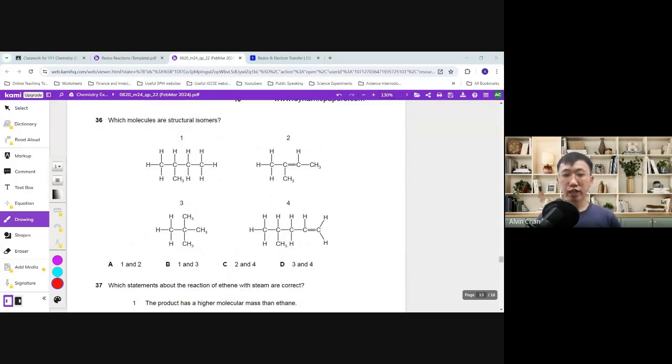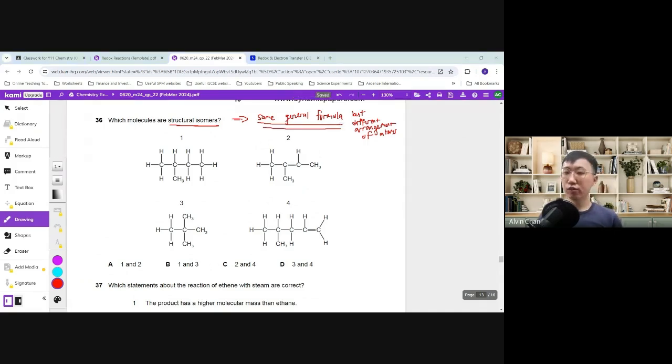Highlight structural isomers. What is the meaning of structural isomers? Same general formula, but different arrangement of atoms. So the keyword here is they have the same general formula. So their counting of elements should be the same.